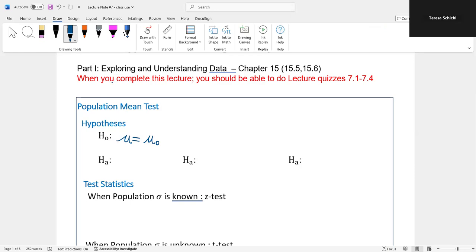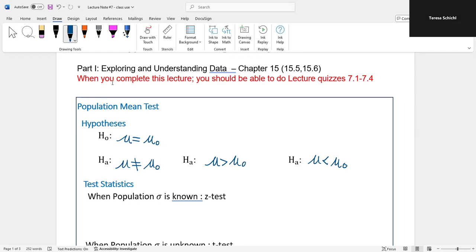Just like always, we have three different alternative hypotheses, right? Everybody should be very familiar with this. So we have mu is not equal to mu zero, mu greater than mu zero, or mu less than mu zero here.